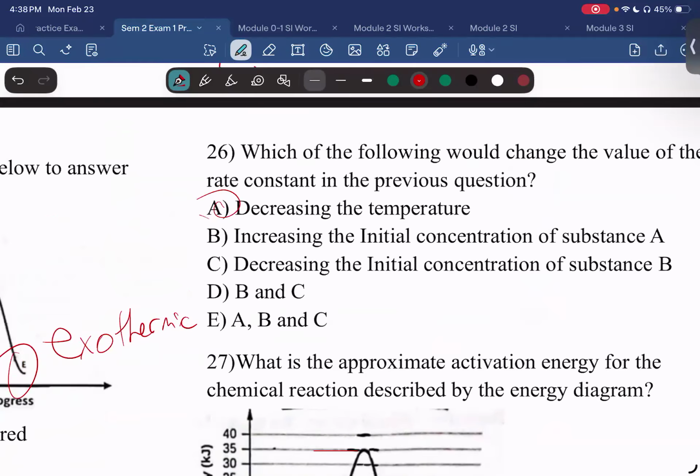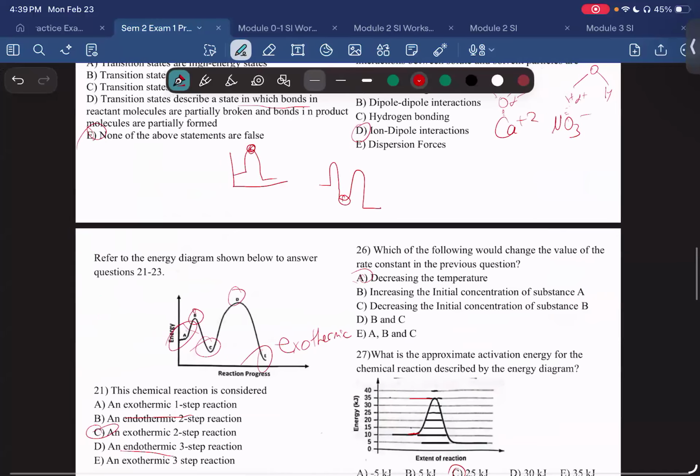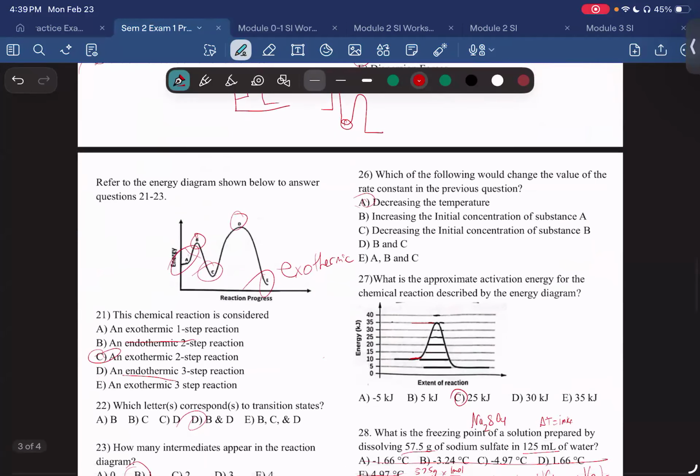So yeah, there's a difference between changing the reaction rate and changing the rate constant. And the only thing that changes the rate constant is temperature.